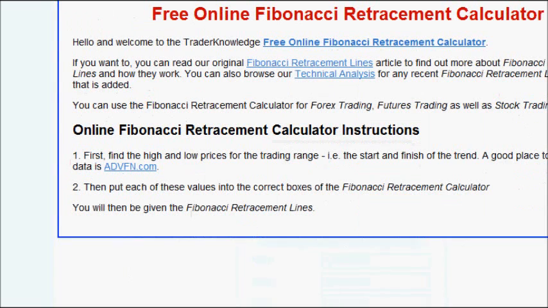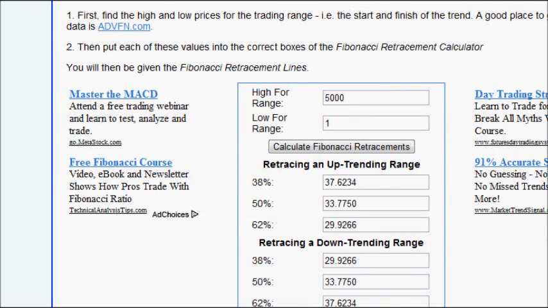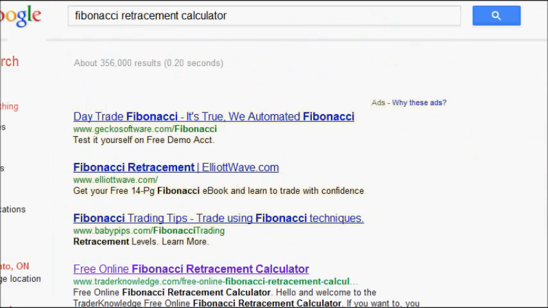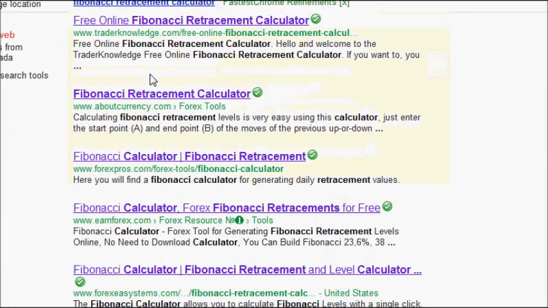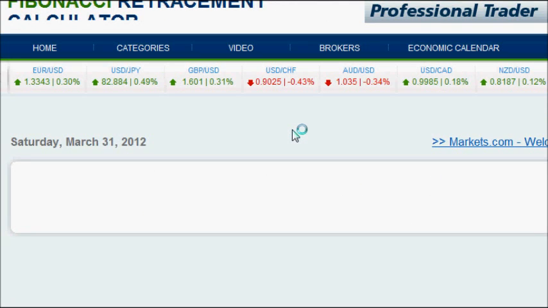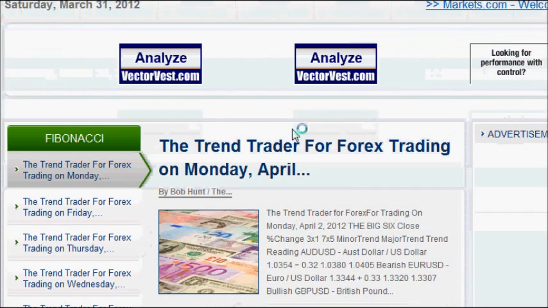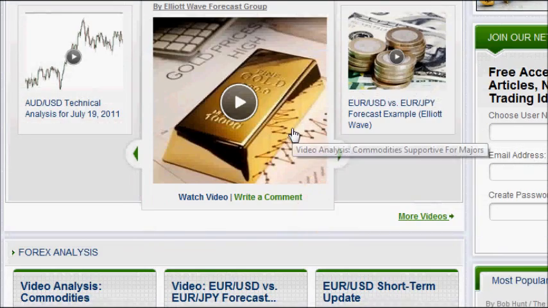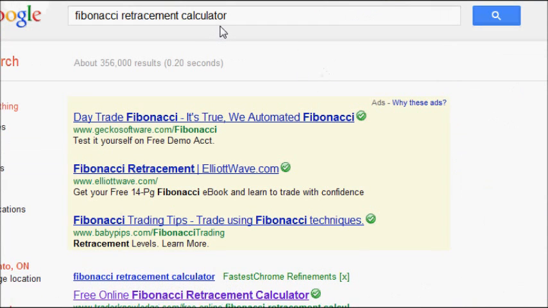So if I go to any of these, let me just now go back to the search. If we go to any of these, and I've clicked on them all, any of these calculators, they're all going to be the same. Well, this one didn't even have a calculator actually, but all the calculators that I went to were the exact same.